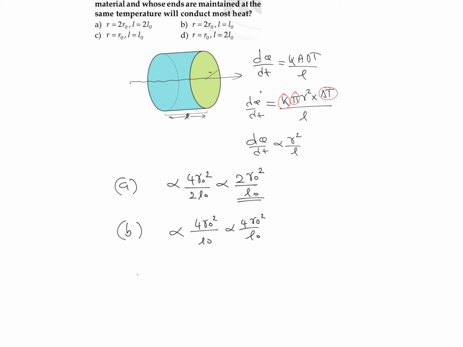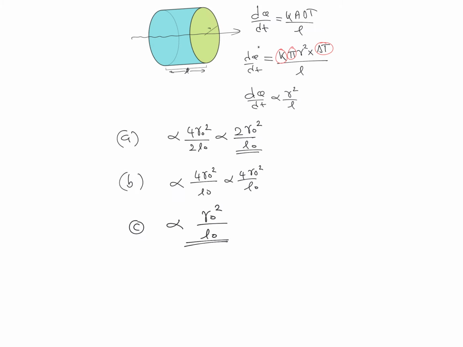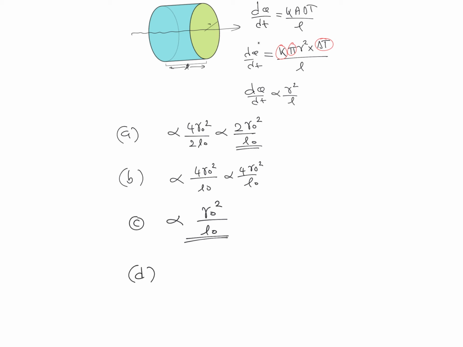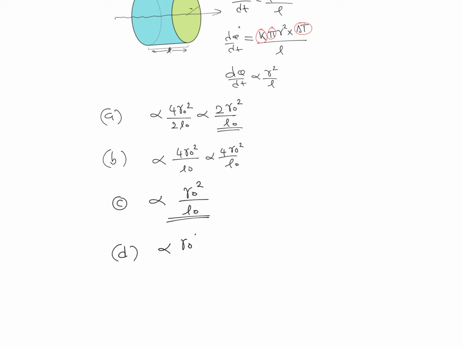In the third situation, r is r naught and L is L naught, so it is directly proportional to r naught squared divided by L naught. In option D, it is given as r naught and 2L naught, so we get r naught squared by 2 L naught, which is half of r naught squared by L naught. So in option A it is 2 times r naught squared by L naught, in option B it is 4 times, in C it is 1 times, and in D it is half of r naught squared by L naught.